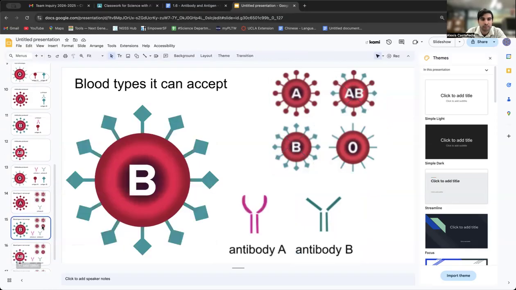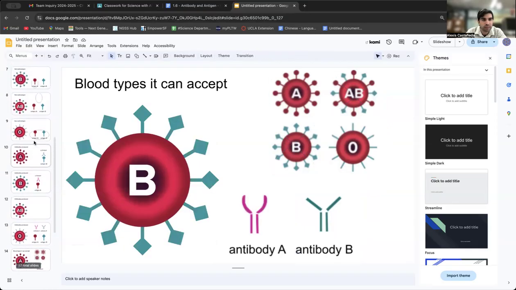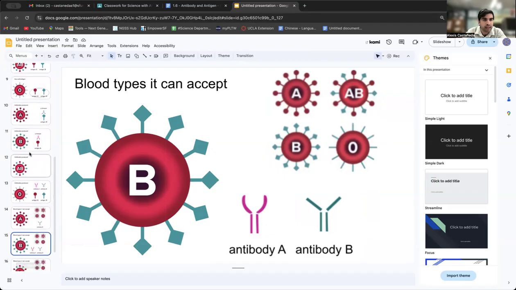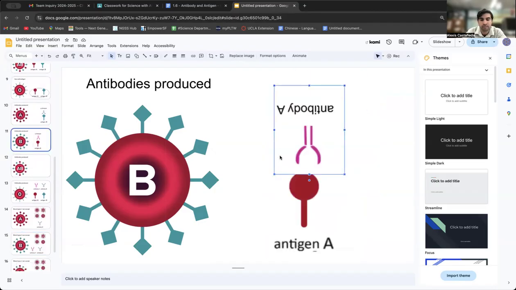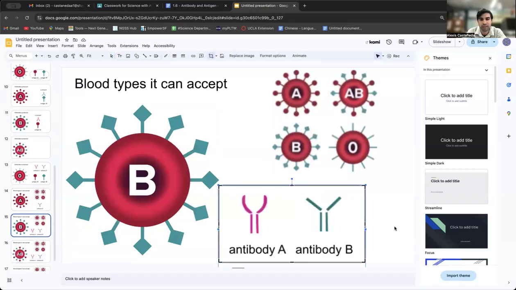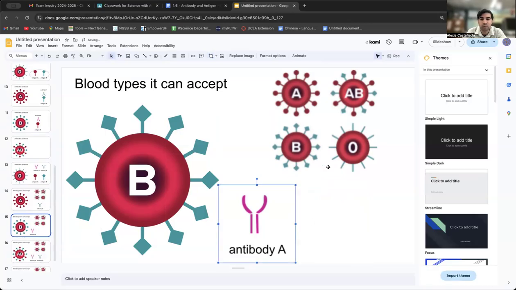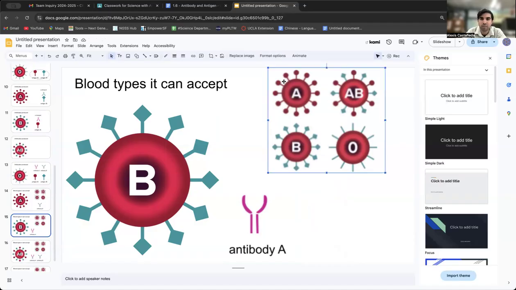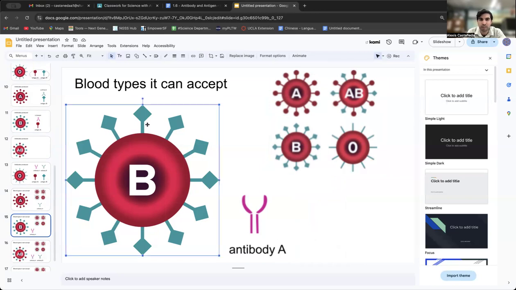What about blood type B? What we learned was that blood type B creates antibody A to eliminate antigen A, because antigen A is the one that it does not have. So blood type B has its antibody A. That means anything that has antigen A will be eliminated. Which of these have antigen A? Well, blood type A has antigen A and blood type AB has antigen A. Both of these have that antigen that does not belong to B.